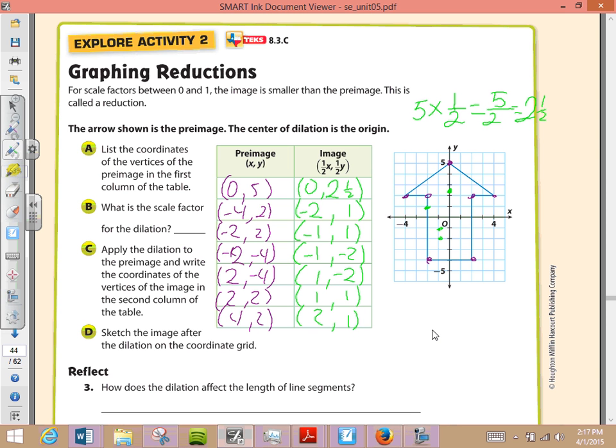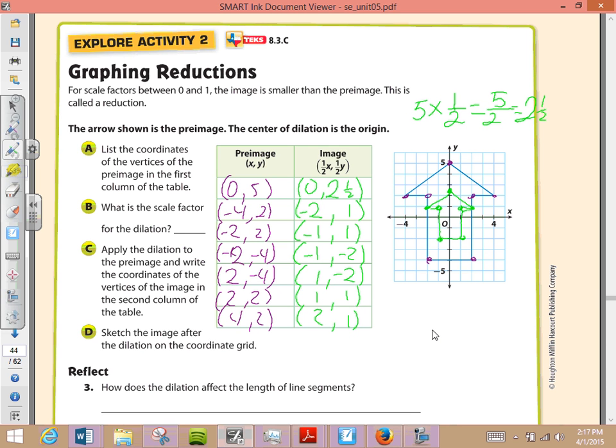Is that right? This one? Where it's supposed to be? Oh, it's up. It's right here. Oh, I got lost. Okay. And then negative 1 and 2, right? And then 1 and 2. And then 1 and 1. And then 2 and 1. So now you have the perfect dilation.